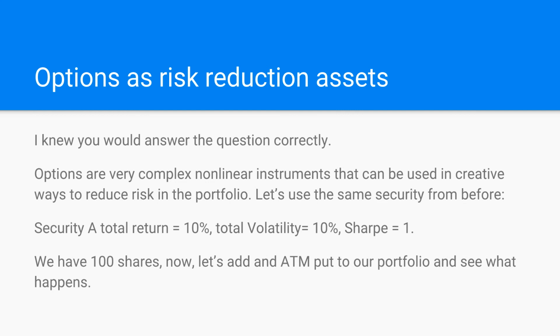So let's do the example. Let's imagine the same security A that has a 10% return, total volatility of 10% and a Sharpe of 1. But now let's add one single put to this portfolio. So we have 100 shares of that security and we add one single put. To make things simple, we add the money put. Just a note here, this is only for the purpose of the example, so don't hedge without the money puts. I'm just doing this so you can see what happens.